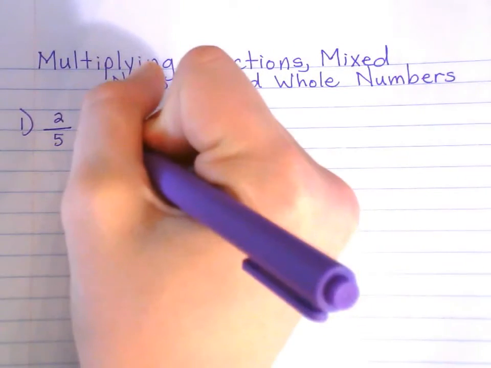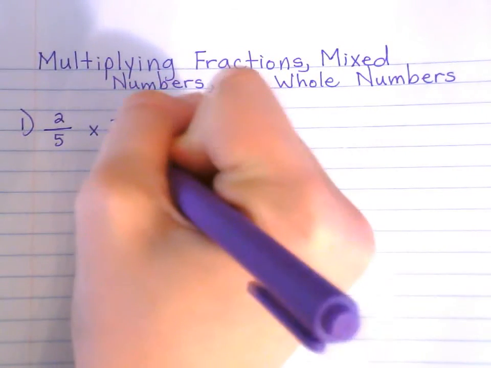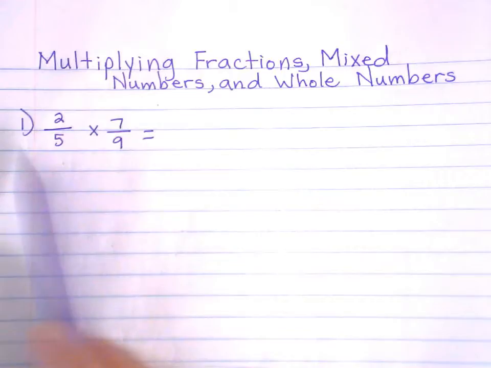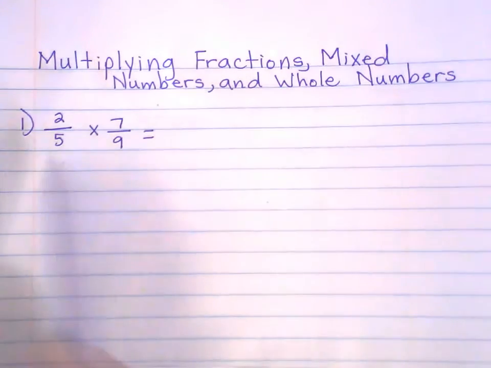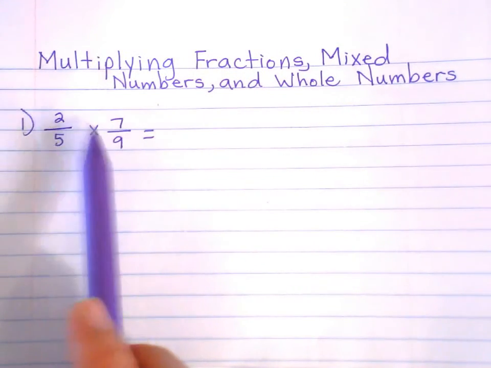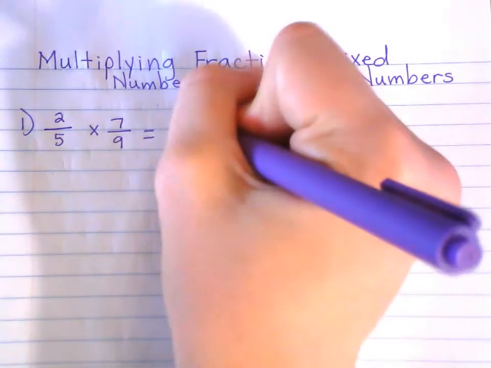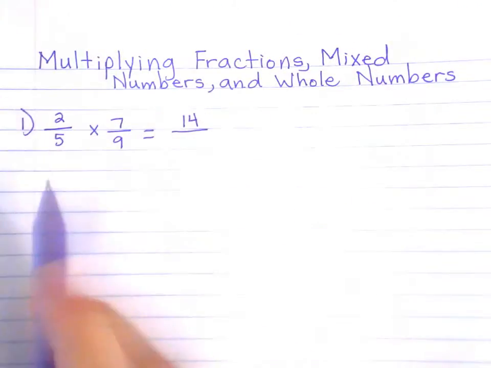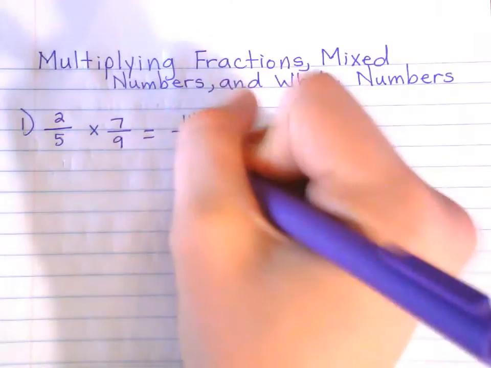So when it comes to multiplying fractions, it's easy. We don't care if they have the same denominator. All you literally do is multiply straight across. Multiply the numerators: 2 times 7, 14. Multiply the denominators: 5 times 9, 45.